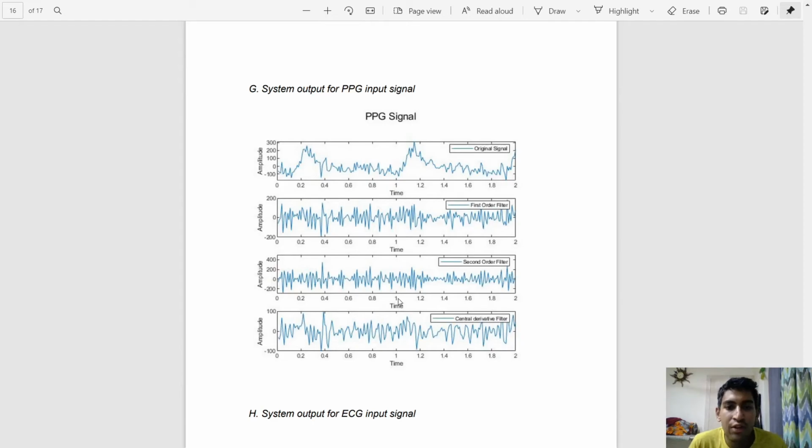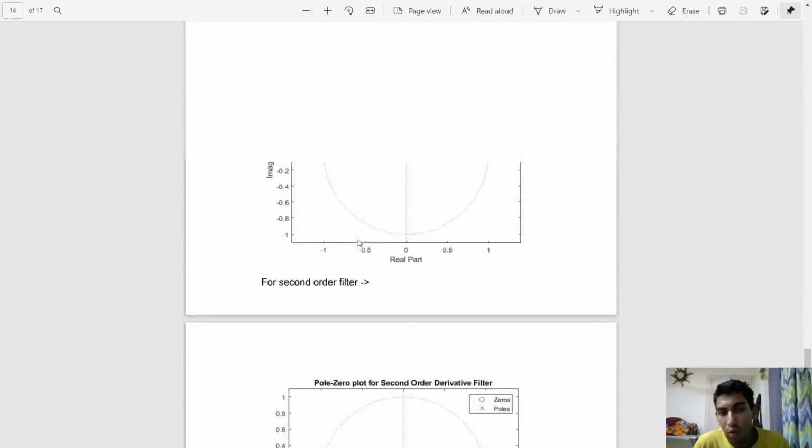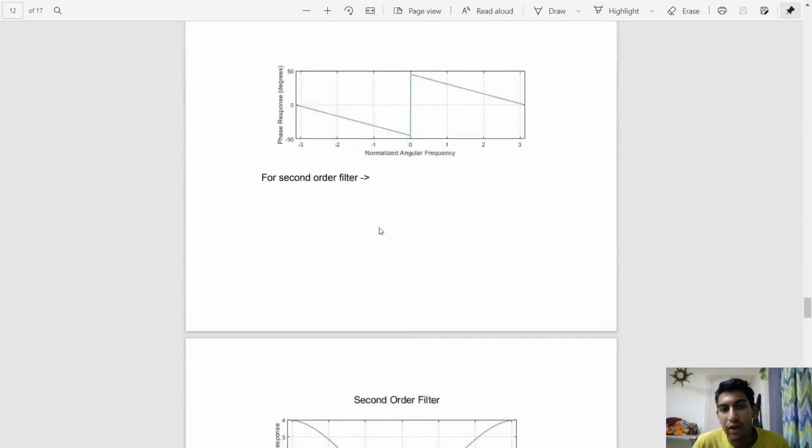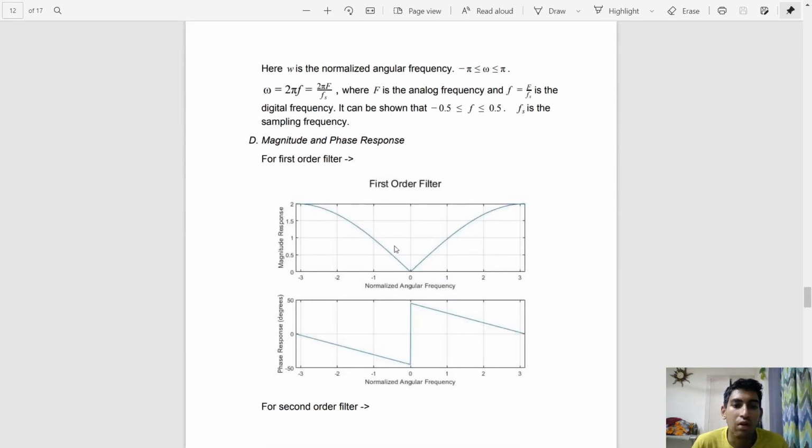Now we'll test this system using the PPG and ECG waveforms. The PPG waveform is like this, and it contains a good amount of noise. When you apply the first order filter here, as you can see visually, the higher frequencies have been retained, while the slower varying frequencies have not been retained, and that's what we expected when we saw the magnitude response of the filter.